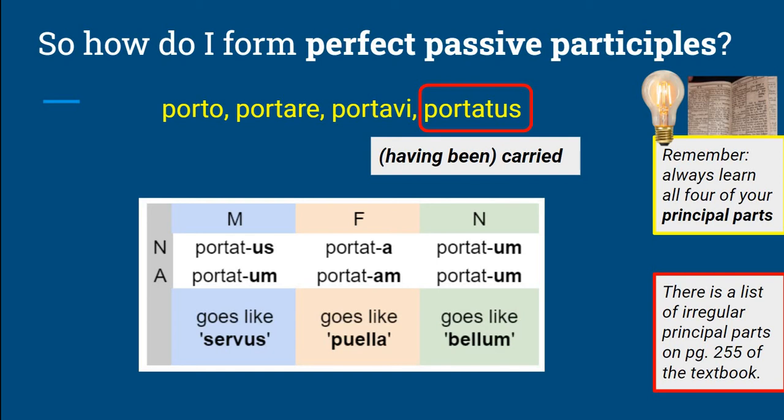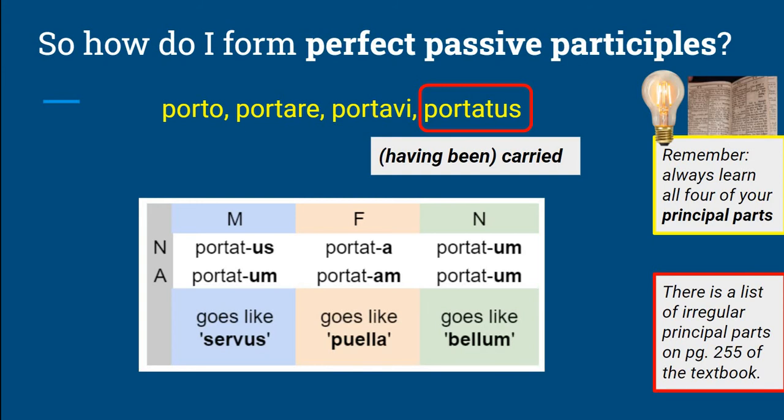The first, porto, is the present tense, I carry. The second, portare, is the present infinitive, to carry. The third, portavi, is the perfect tense, I carried. And then the fourth is your perfect passive participle. So for any verb, in any conjugation, regular or irregular, once you know the 4th principal part, you know the perfect passive participle. And that, of course, translates to having been carried.